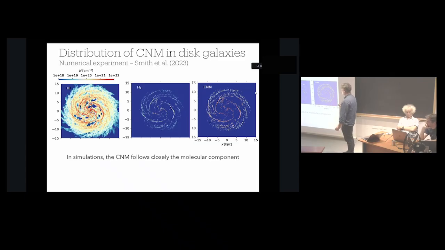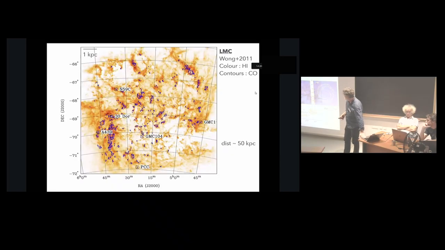This is a very good work looking at the correlation between molecular gas and numerical simulation in a spiral disk, by Smith et al., and looking also at the CNM, the cold atomic gas. There's a very good correlation between H2 and CNM, and there's no extended CNM disk like what I showed you in the Milky Way. So we're not able to reproduce this right now in simulations.